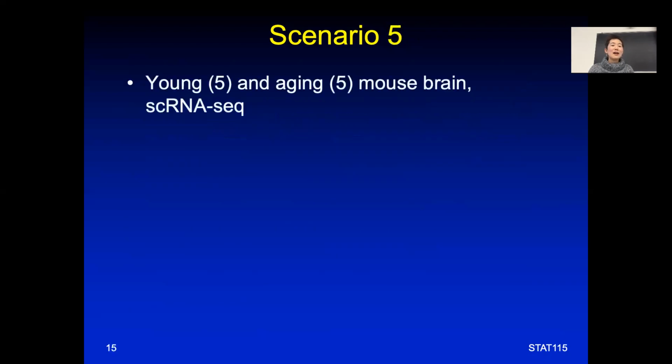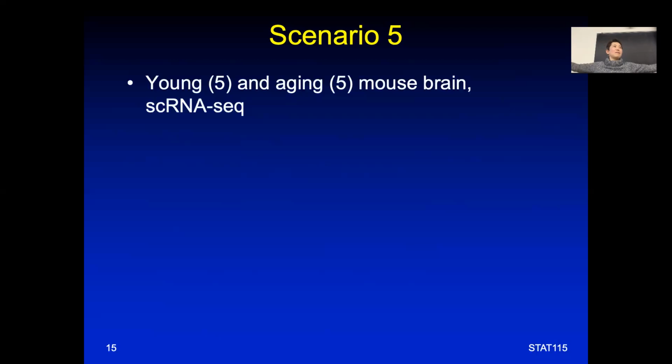Okay, single cell. We have 5 young mouse brains and 5 old mouse brains. Assuming you bought the mice from the same company, they're genetically identical, eat the same food, live the same lifestyle, whatever. You just want to see the difference between young and aging brain, right? You did RNA-seq of 5 samples here, 5 samples there. Then, okay, so what do you do?